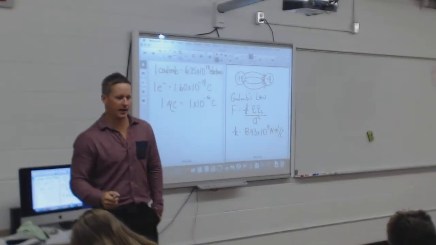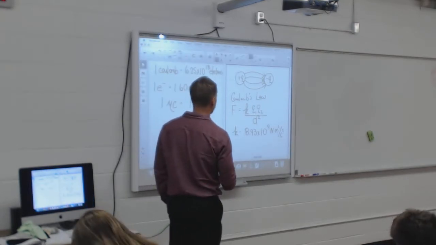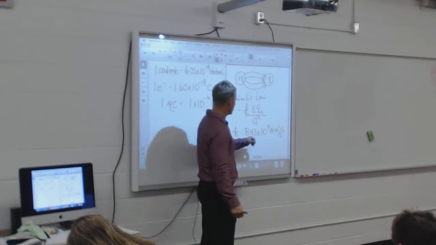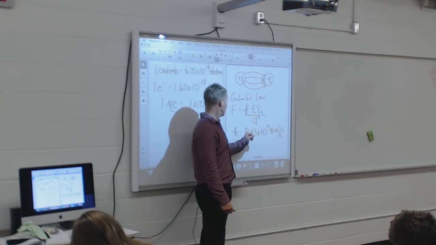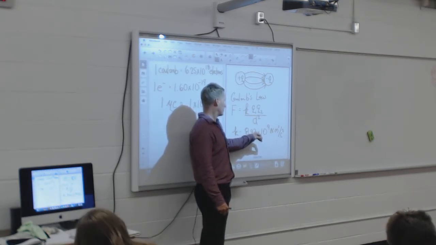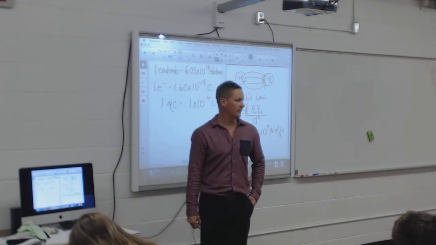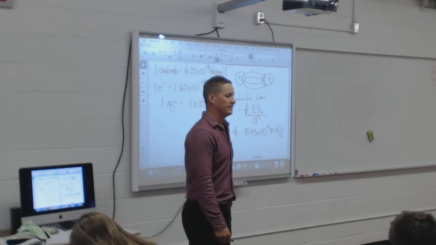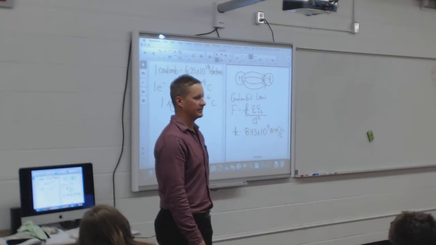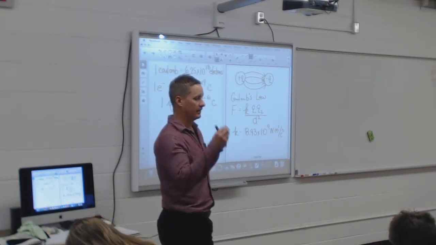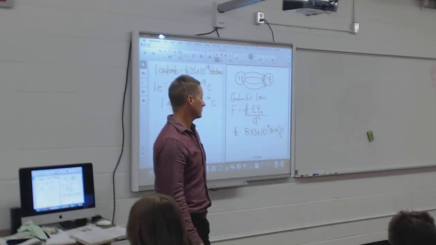The book uses 9. We're going to use 8.93 times 10 to the 9, because if you consider 9 times 10 to the 9, there is almost a 7 million difference between that and 8.93 times 10 to the 9. Okay? No variables.